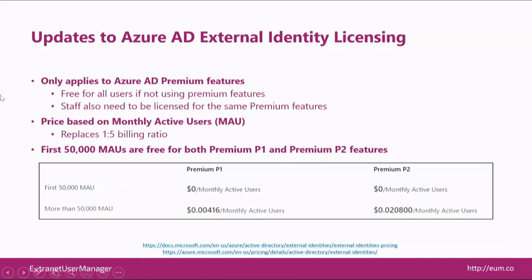Last piece, external identity licensing. If you're bringing in external users, there used to be this concept that if you wanted to use premium features, you had to buy one internal license for every 5 guests that you brought in. That disappeared about a year ago. Basically, if you've got 50,000 or less monthly active guests coming in, they don't need to pay anything. They get the same features. So if you've got Azure AD P2 for your staff, you can use all those same features with your guests as part of that. And even beyond that, it's very cost effective from that point of view.